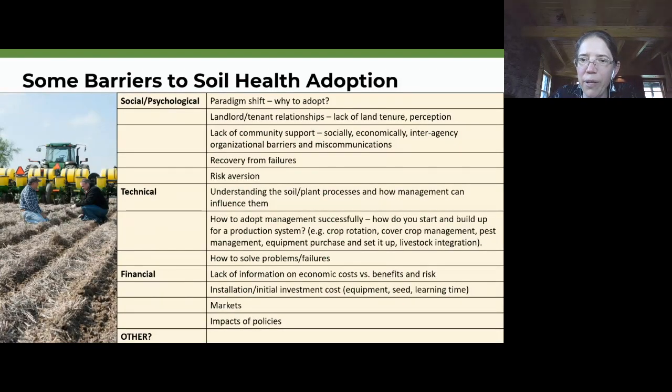So some common barriers to soil health adoption. They're in a big framework. We can think about them as social and psychological barriers, technical barriers, and financial barriers. Those are the main three categories.